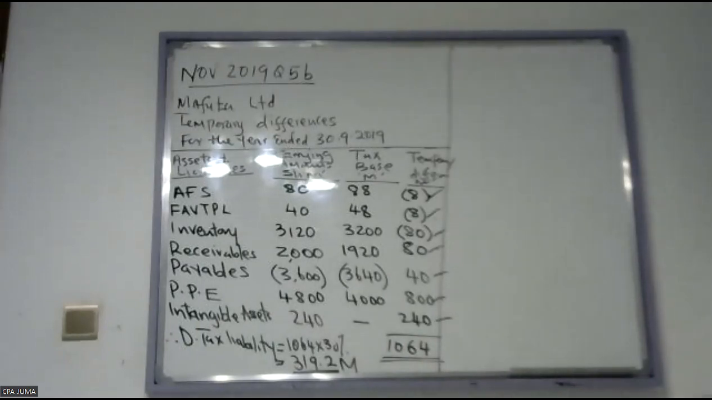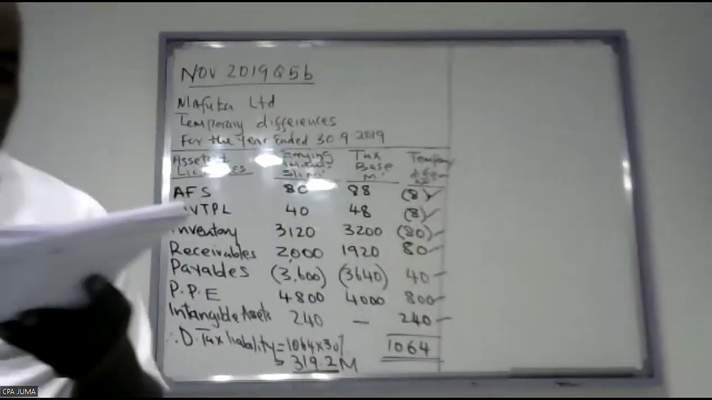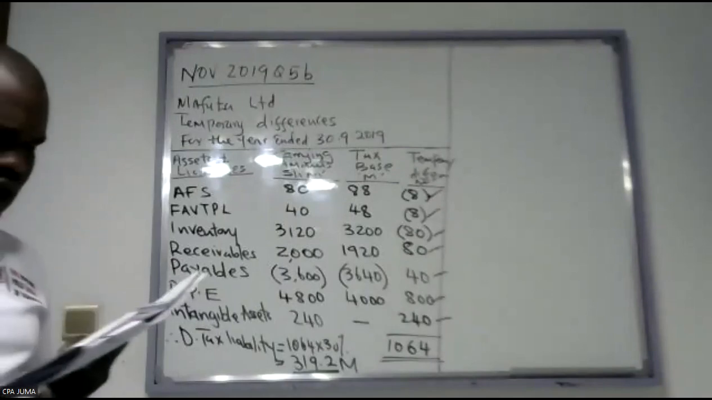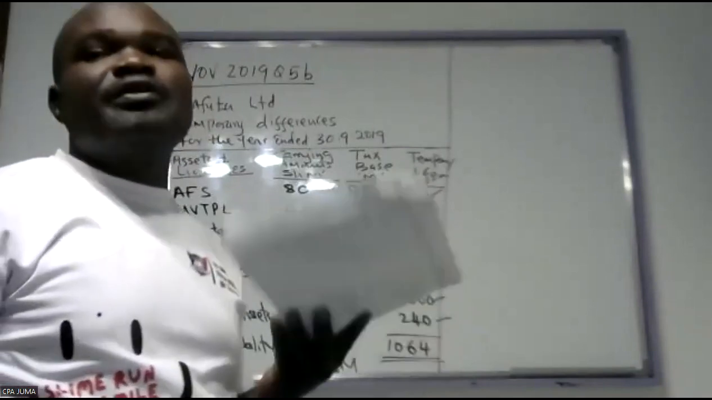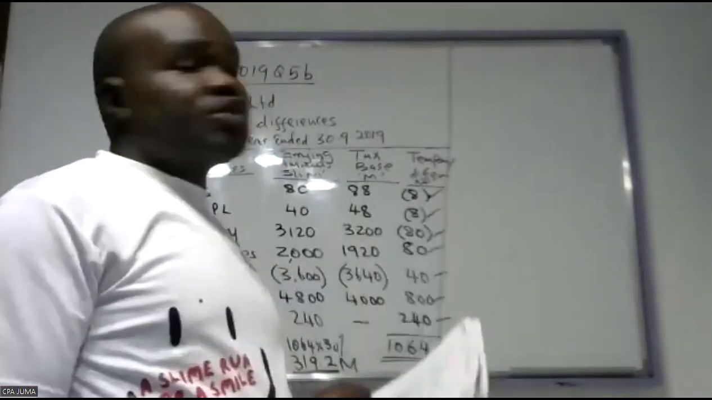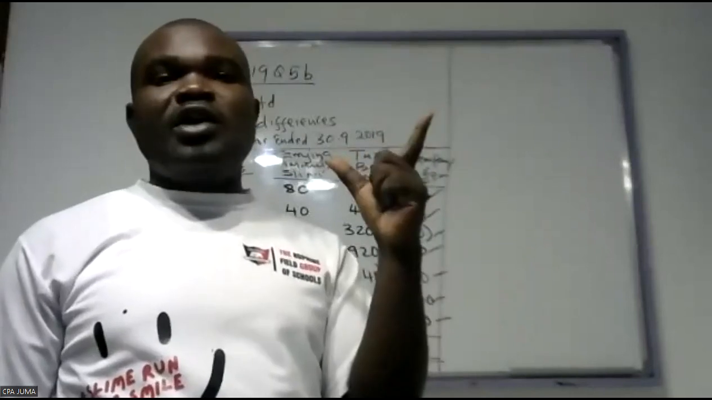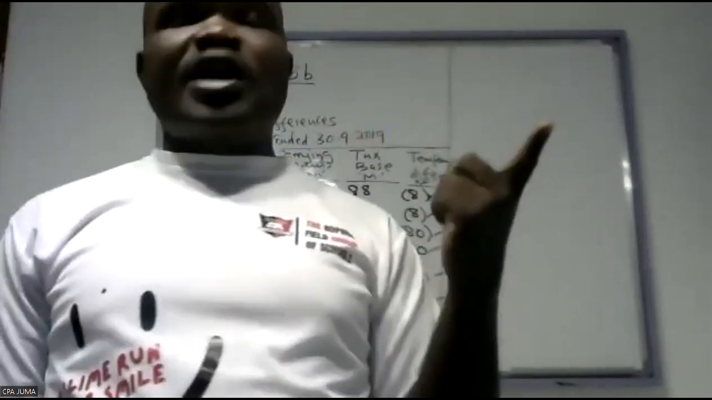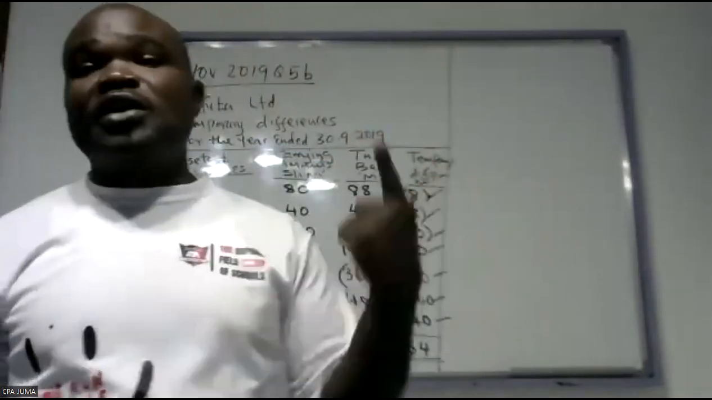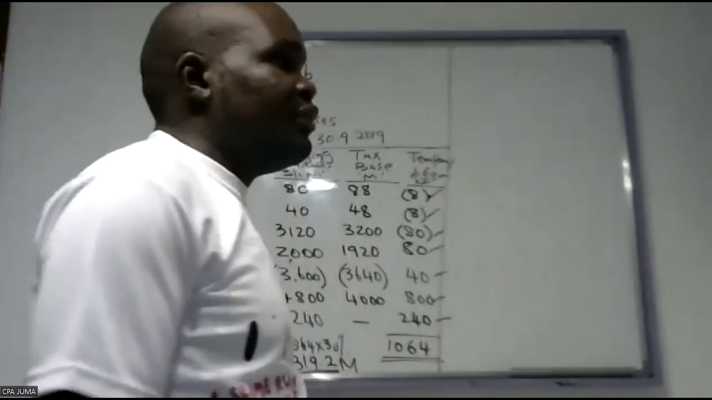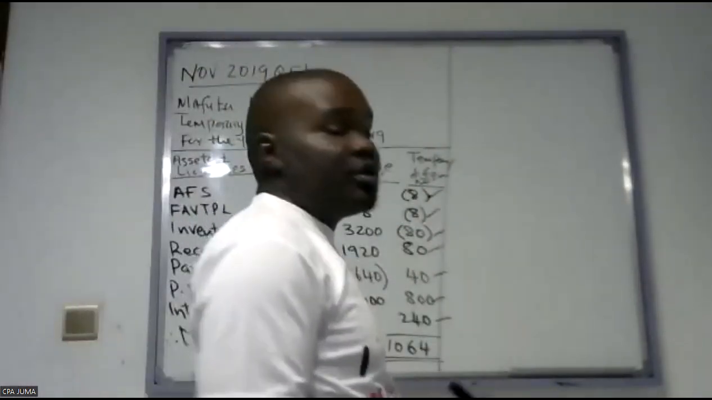Roman 2 of the question. Journal entries. Journal entries to record changes in deferred tax. So before we journalize, let's have a deferred tax account. When you have a deferred tax account, it will be very easy for us to come up with the journals. So let's have the deferred tax account, then we do the journals.